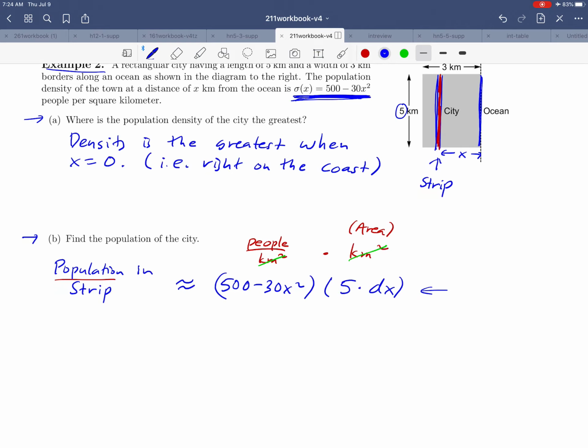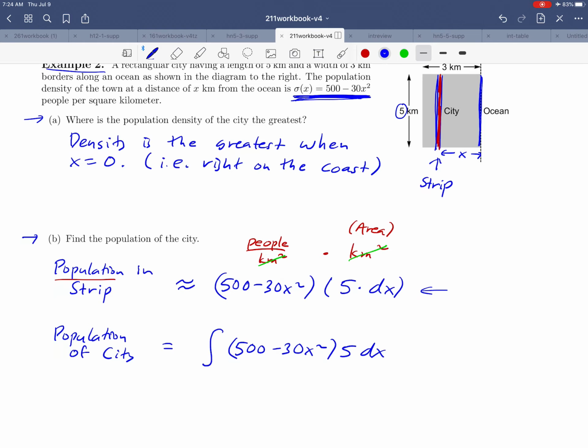Okay, so how do we get the total population for the entire city then? Well, we need to add up the population in all of those strips left to right, and to add up, we generally integrate. Okay, so we're going to take 500 minus 30x squared and multiply by 5dx, and then the question is, what would our limits of integration be here?